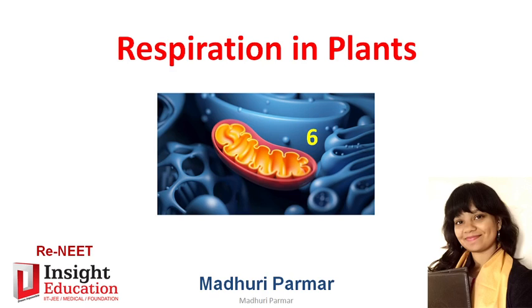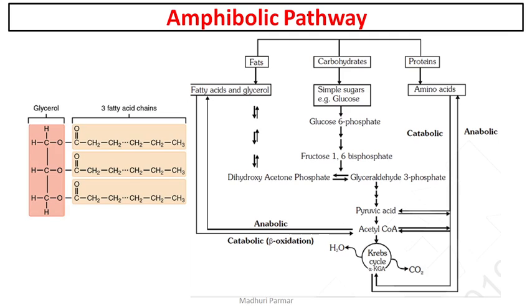In the last class, we discussed the shuttle systems, which tell us how the NADH from cytosol is able to generate ATP inside the mitochondria. We also saw the net ATP gain from one molecule of glucose, as well as the percentage efficiency of aerobic respiration. In today's class, we will be discussing the final portion of your chapter, which is amphibolic pathway.